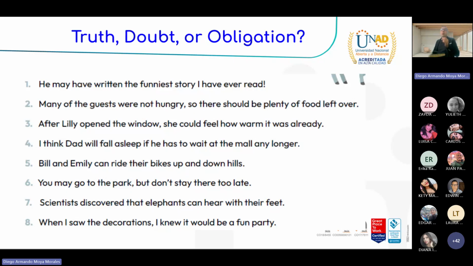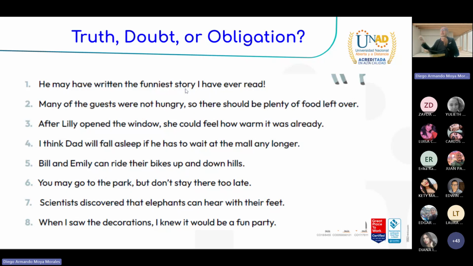For example, number 1, he may have written the funniest story I have ever read in my life. So I identify that the modal verb is may. Yes, in this case, may have written. I'm talking about something that happened in the past. Yes, he may have written the funniest story.